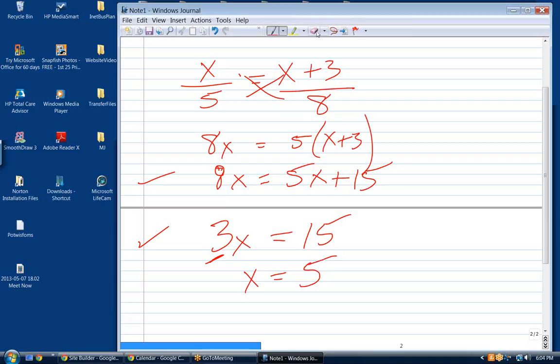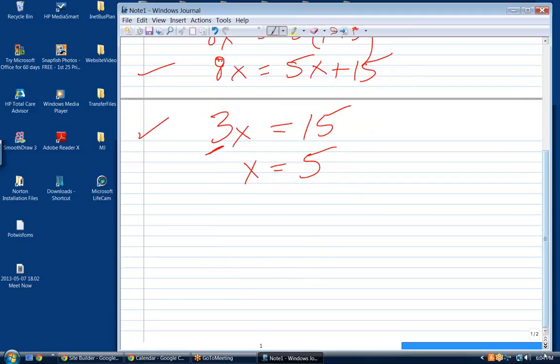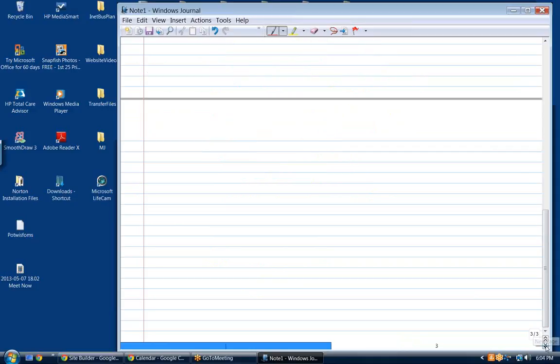And you'll notice that if you go back to the original equation and plug in 5, we get 5 over 5 is equal to 8 over 8. Both of them are equal to 1. So we did it right. Okay, you have any others?